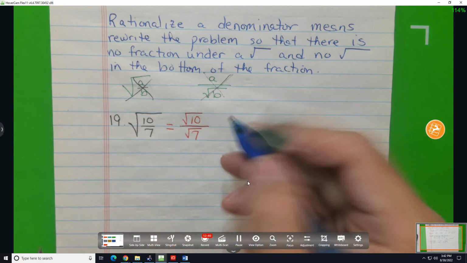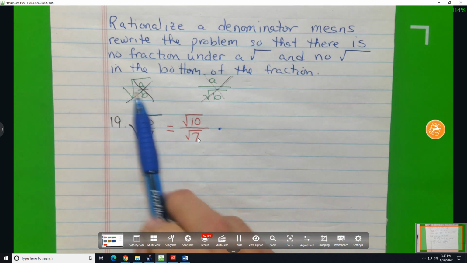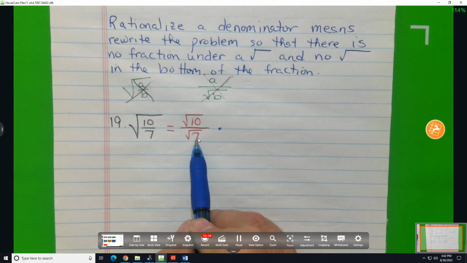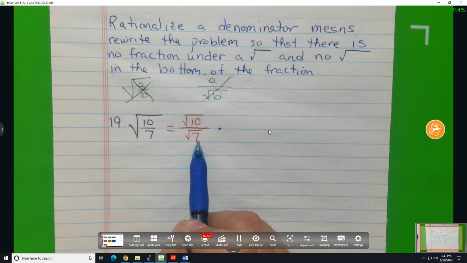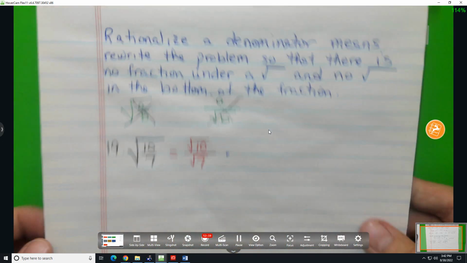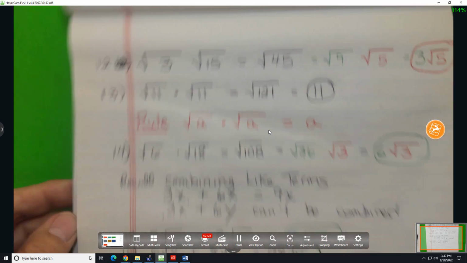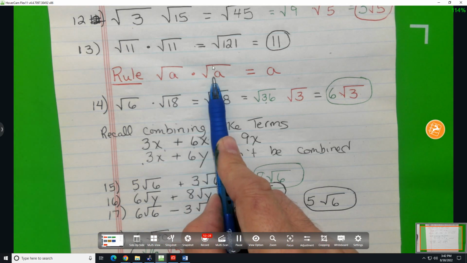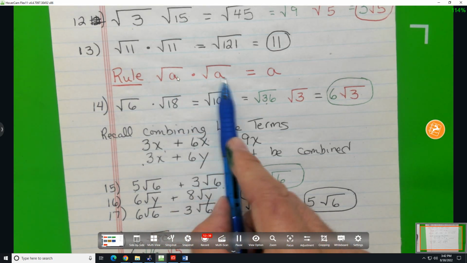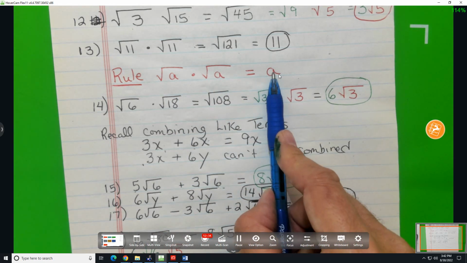Now, at this point, we've gotten rid of the fraction under the square root, but we've picked up a square root in the denominator. So we need to get rid of that square root in the denominator. We just want a 7 down there, not a square root of 7. Let me go back. You made a rule earlier. My red rule. Look at my red rule. A square root times itself. Do y'all remember that rule? Square root times itself gives you just the number under the square root.